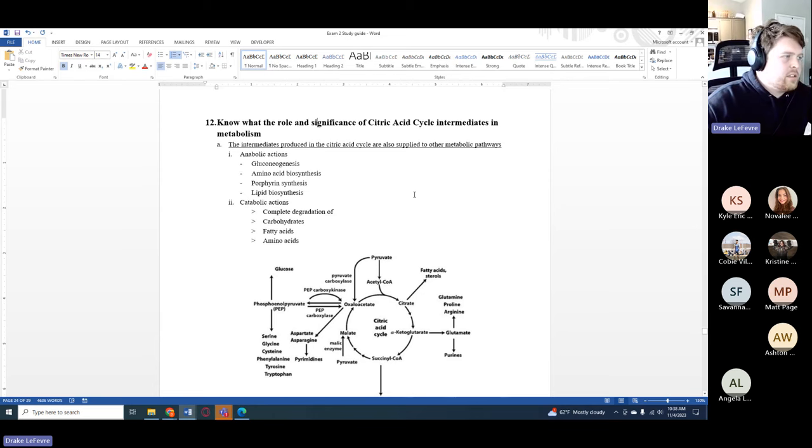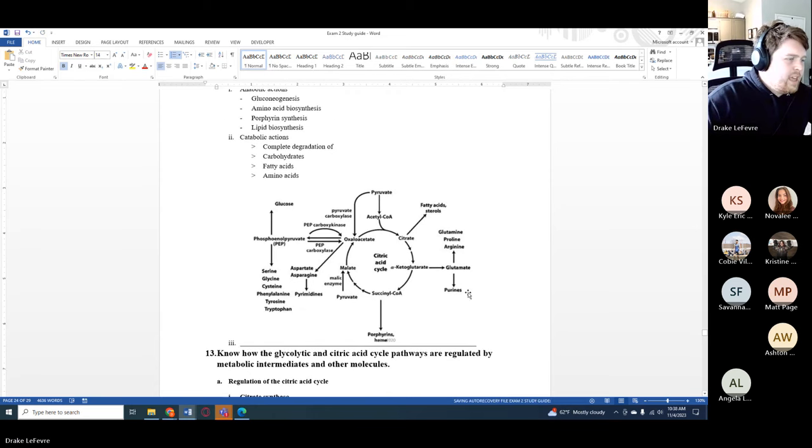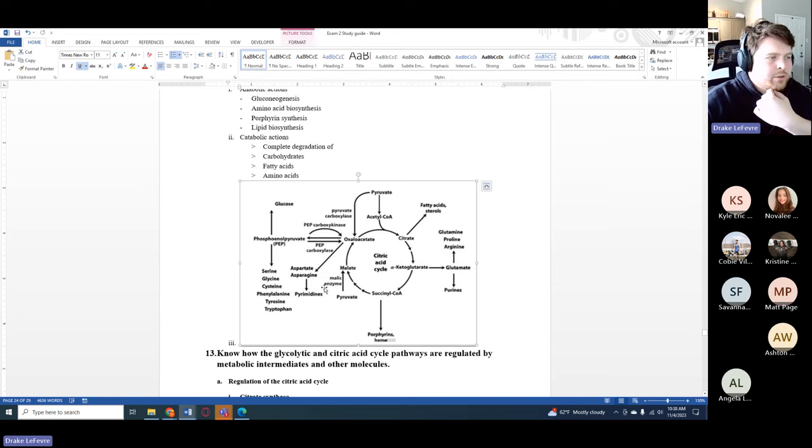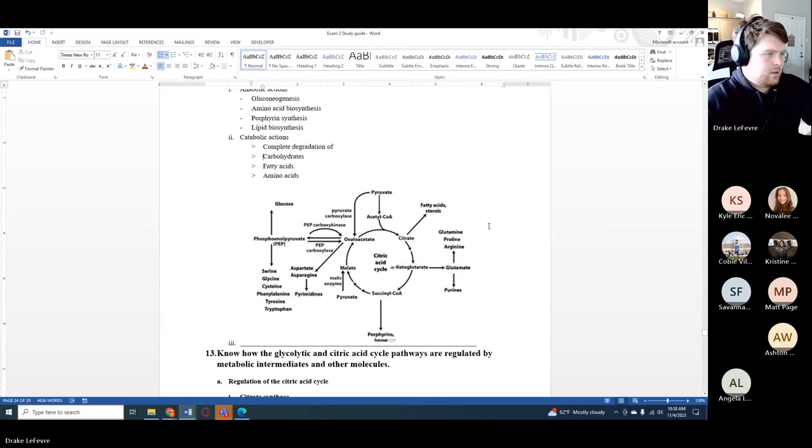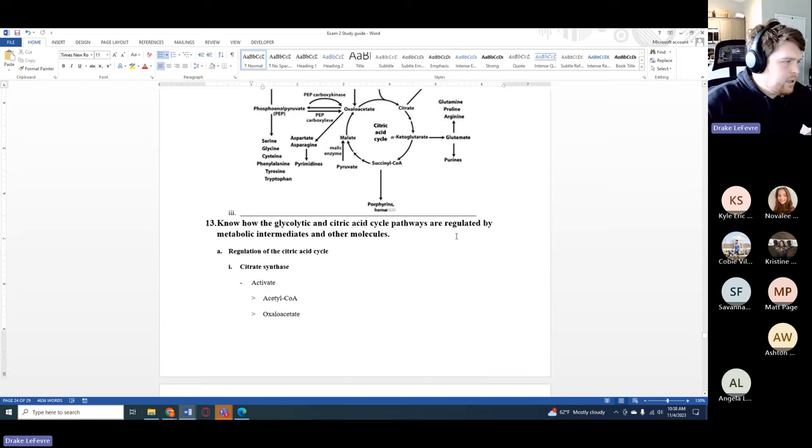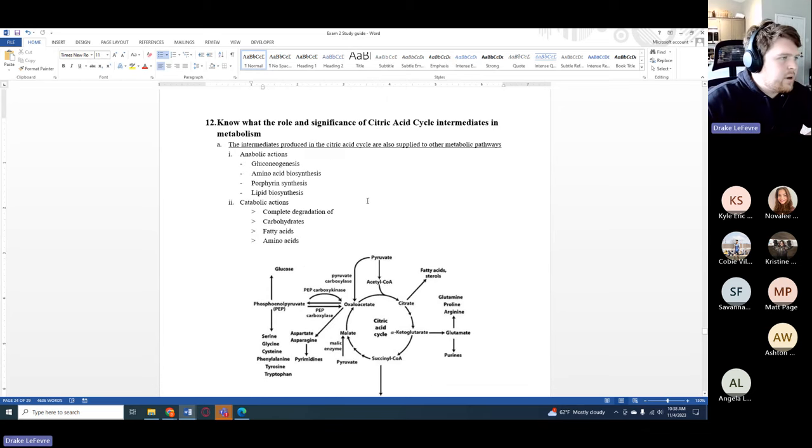Role and significance of citric acid cycle intermediates in metabolism. He will probably throw a couple of these questions at you as well. This is a lot more, just setting you up, introducing you to this topic for later on, really more for Biochem 2. You get a lot deeper into all of this. But remember which ones he likes to ask about.